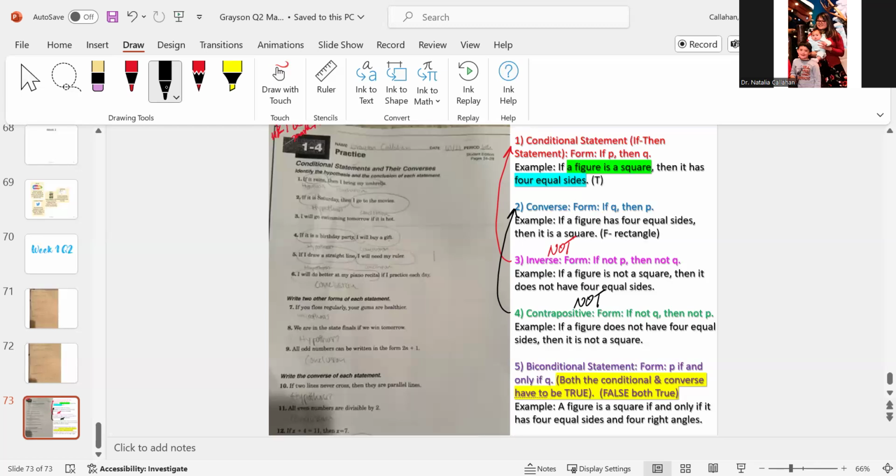So here, a figure is a square if and only if it has 4 equal sides and 4 right angles. So what you do is you go back over here. You ask yourself, if a figure is a square, then it has 4 sides. Well, yeah, a square has 4 sides, so that's true for the conditional.